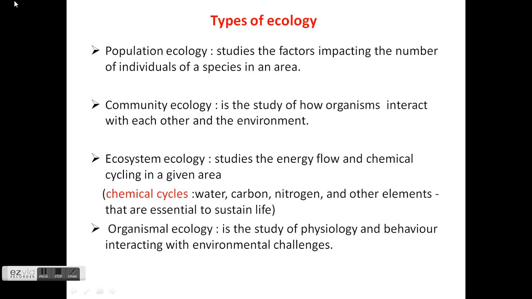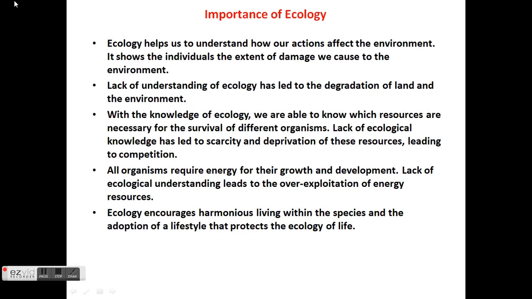Now we have different types of ecology. Population ecology, in which we study the factors impacting the number of individuals of a species in an area. Community ecology is the study of how these organisms interact with each other and the environment. Ecosystem ecology is the study of how energy flows in and out of the system from one organism to another organism, and how the chemical cycles function in a given area. Chemical cycles are water cycle, carbon cycle, nitrogen cycle, that are important for our life to sustain. Organism ecology is the study of physiology and behavior interacting with environmental challenges.